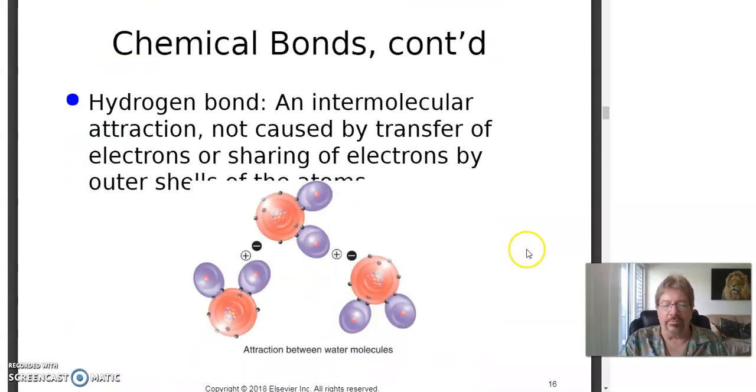Okay, there's also another type of bond that forms between water molecules called a hydrogen bond. An intermolecular attraction, not caused by the transfer of electrons or sharing of electrons. It has to do with the water molecule has one end that's slightly negative in its charge, and it has one end that's slightly positive, and opposites attract. This hydrogen bond creates all the familiar characteristics that water has, like surface tension. You know, if we pour a little bit of water out on a table, it forms like bubbles, or it's not just flat. That's the surface tension of water, and it's hydrogen bonding that causes that.